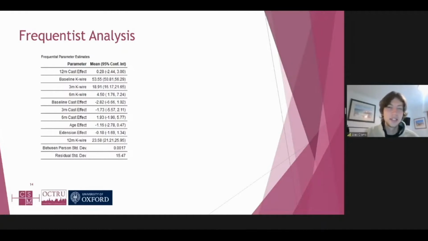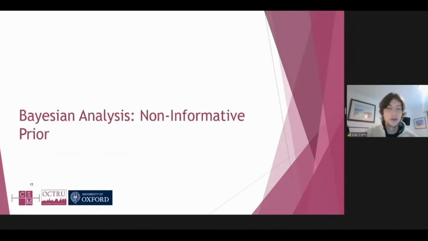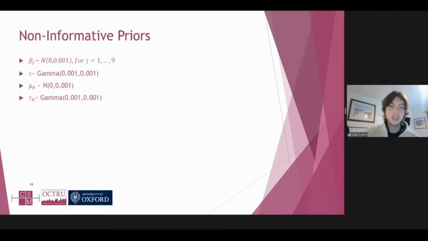So switching to a Bayesian analysis, I'm going to start with a non-informative prior. This is almost more of a check than doing anything interesting. It's just a check that my Bayesian model is working correctly, because Bayesian analysis with a non-informative prior is effectively doing maximum likelihood estimation. So the results from this analysis should be very similar to the standard frequentist analysis.